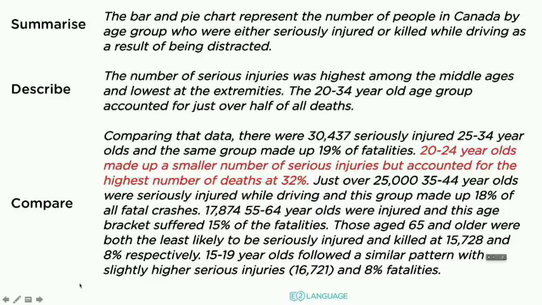Now I move on to the 35 to 44-year-olds, and I said just over 25,000 35 to 44-year-olds were seriously injured while driving, and this group made up 18% of all fatal crashes. You can see how I'm comparing the age groups from seriously injured to fatalities. I said 17,874 55 to 64-year-olds were injured, and this age bracket suffered 15% of the fatalities. Those aged 65 and older were both the least likely to be seriously injured and killed at 15,728 and 8% respectively. Then my final sentence was actually a little bit different to what I told you. 15 to 19-year-olds followed a similar pattern with slightly higher serious injuries and 8% fatalities. Cool. That's tricky.